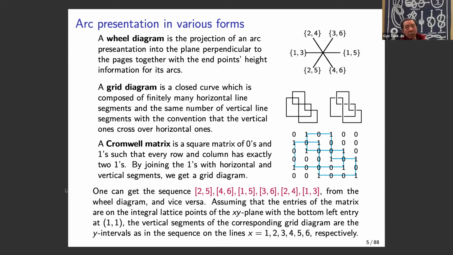Yeah, and then in the Kronecker matrix, just suppose the lower bottom entry is at (1,1) of the XY plane. And then the first column, these numbers appear at 2 and 5 in the Y coordinate. So you can read this sequence of parallel numbers from the Kronecker matrix and vice versa.